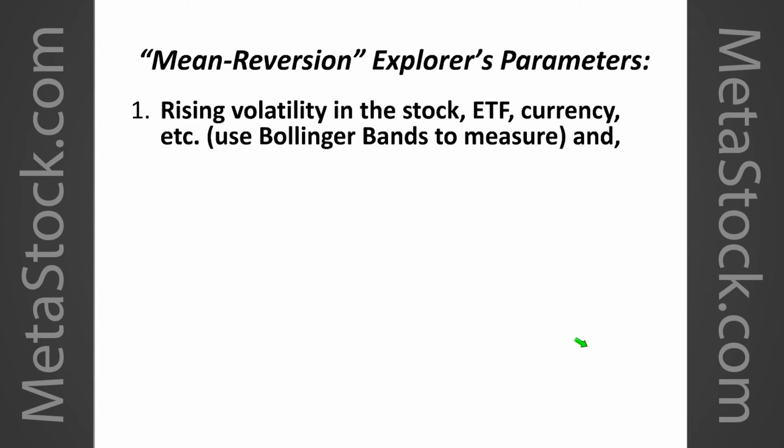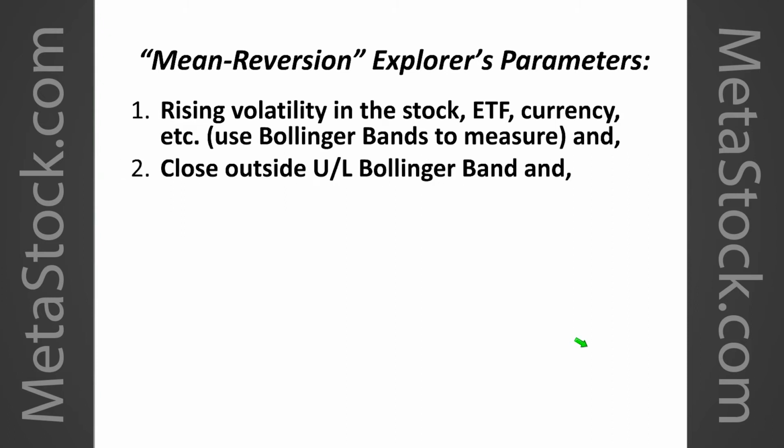I'm a stock guy, and an ETF guy as well, so I use this on stocks. And we're using Bollinger Bands to measure that rising volatility, which means in general we're looking for the Bollinger Bands to expand as we get into the setup of this system. We're not looking for Bollinger Bands that are contracting. If you know anything about Bollinger Bands, and I'll show you some chart examples in a minute, then you'll know that contracting Bollinger Bands mean decreasing volatility. Expanding Bollinger Bands mean increasing volatility. We're looking for increasing volatility, number one.